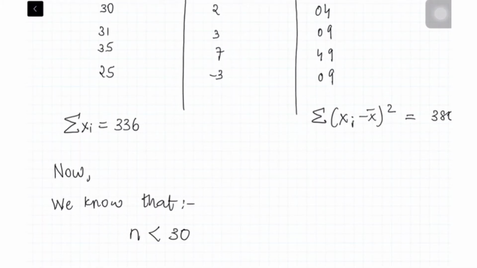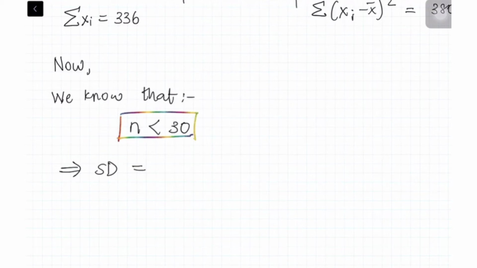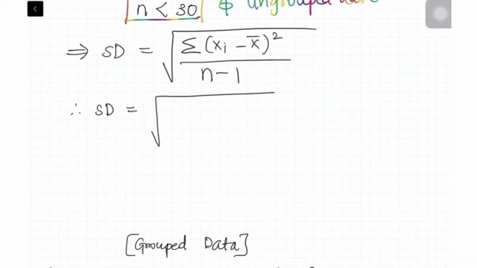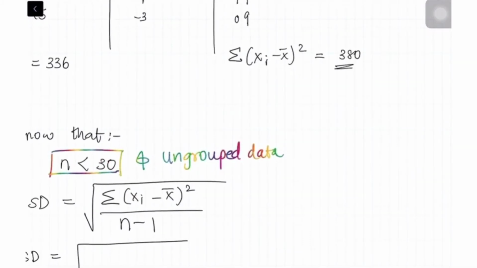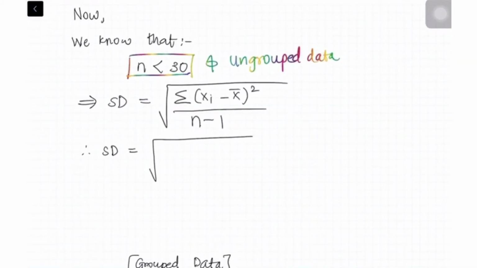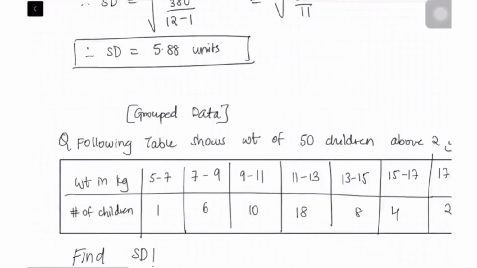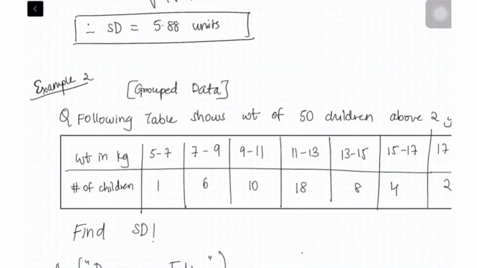Now we know that sample size, 12, is less than 30. So standard deviation is equal to sigma. Also the data is ungrouped. So what would be the formula? It would be just sigma (xi minus x bar) whole square divided by n minus 1, because sample size is less than 30. Standard deviation is equal to 380 divided by 12 minus 1, equal to 380 divided by 11, which comes out to be 5.88 units.